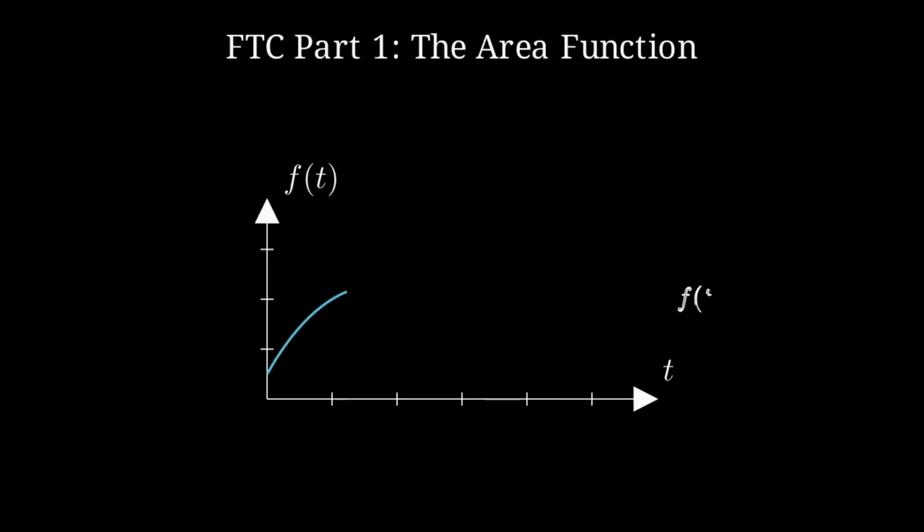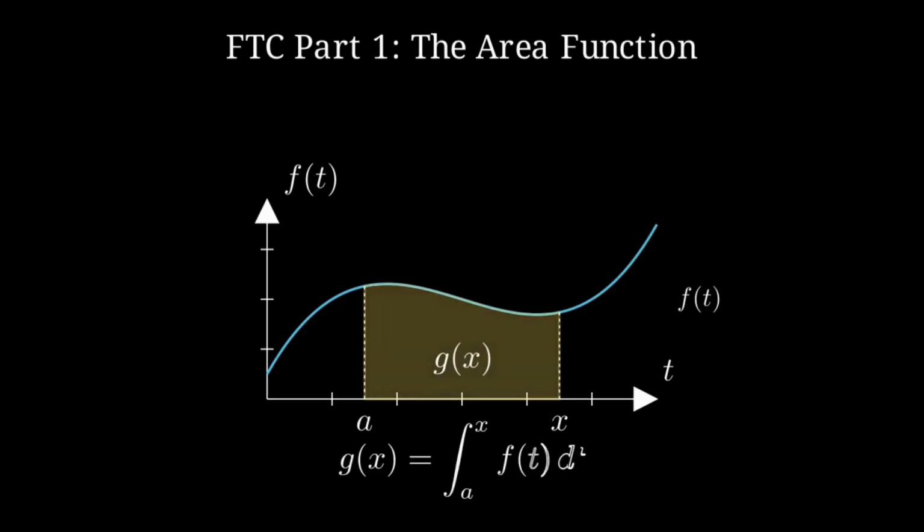The first part of the theorem defines an area function, g(x). Imagine the area under a curve starting at a fixed point and ending at a moving point x. As x moves to the right, the area g(x) grows or shrinks depending on the value of the function.